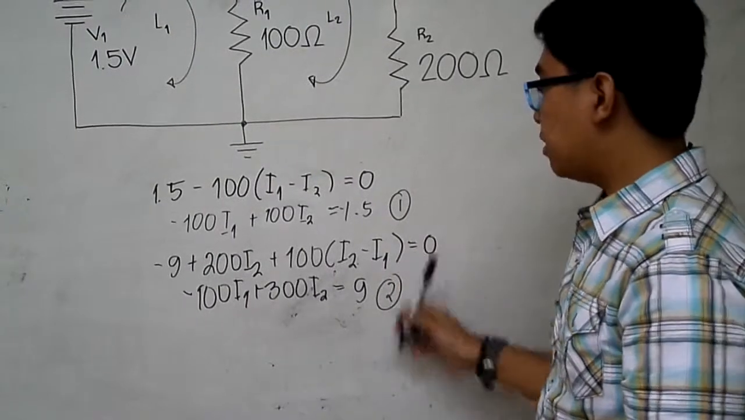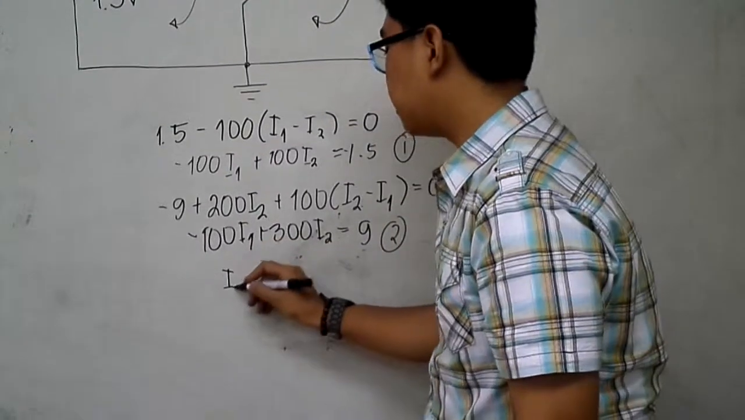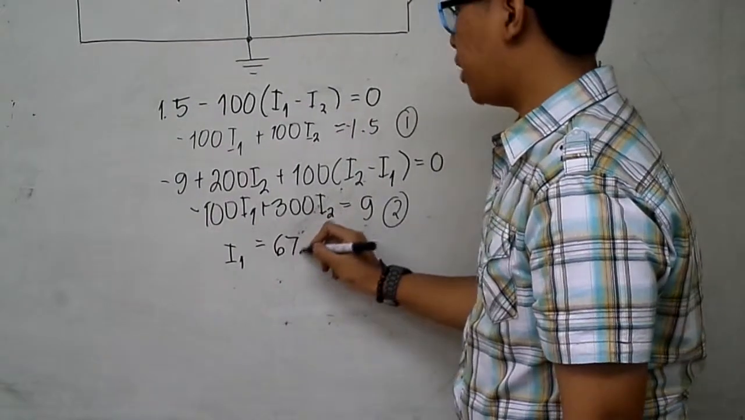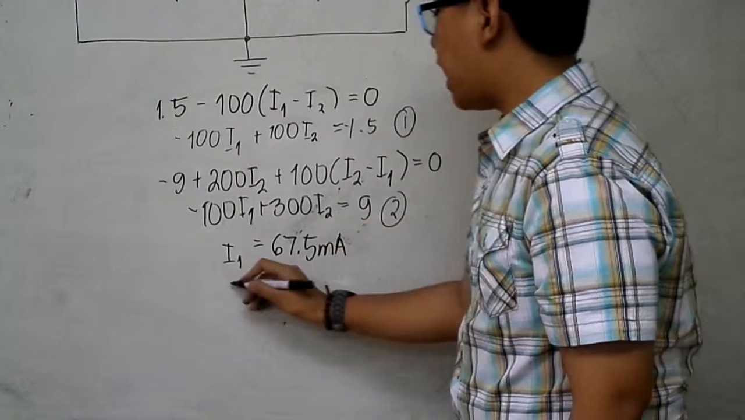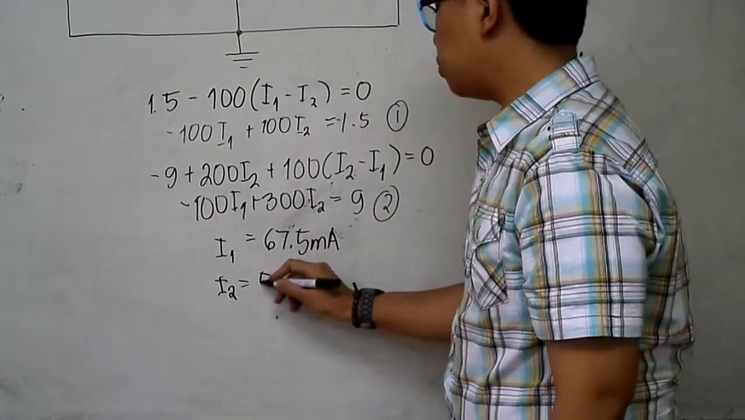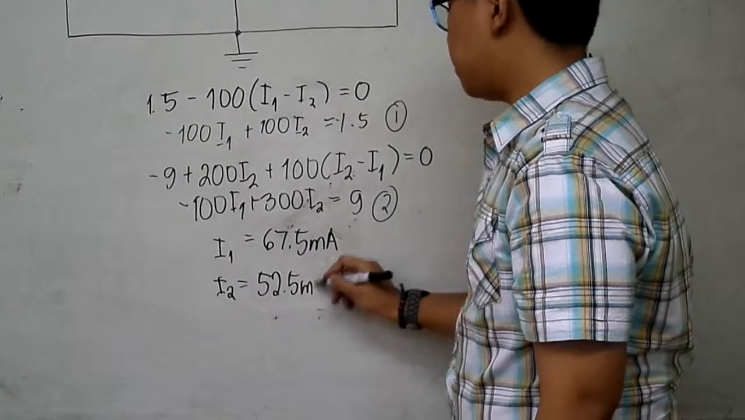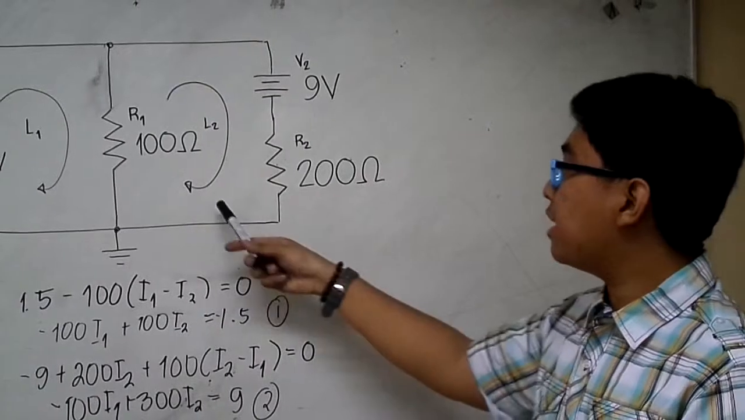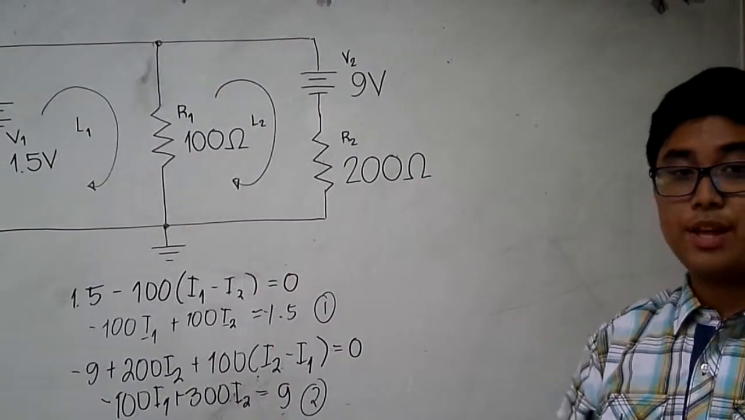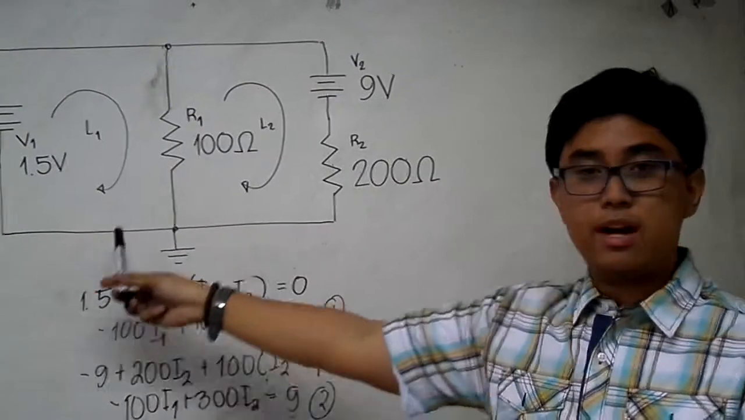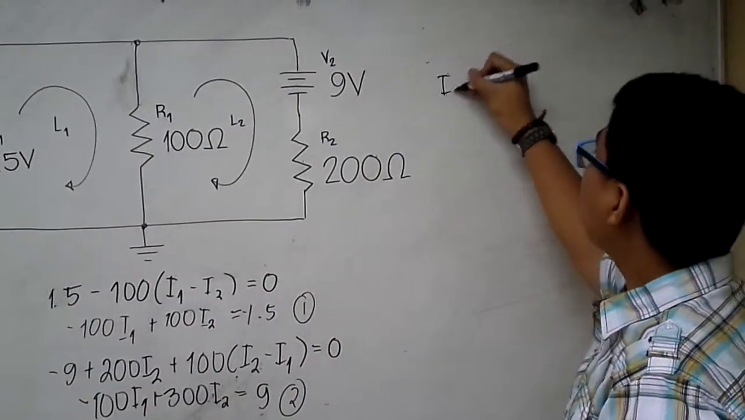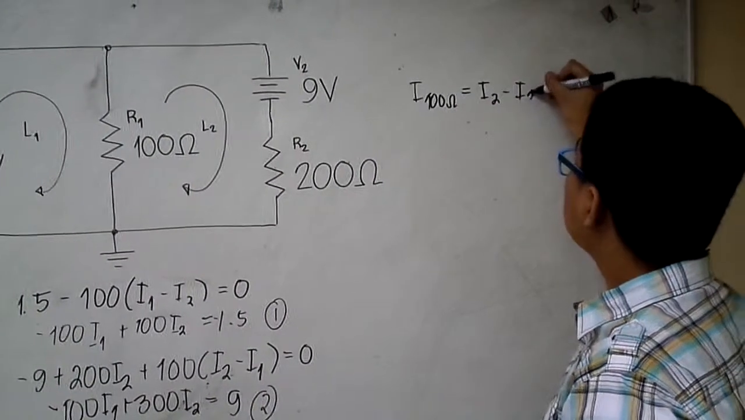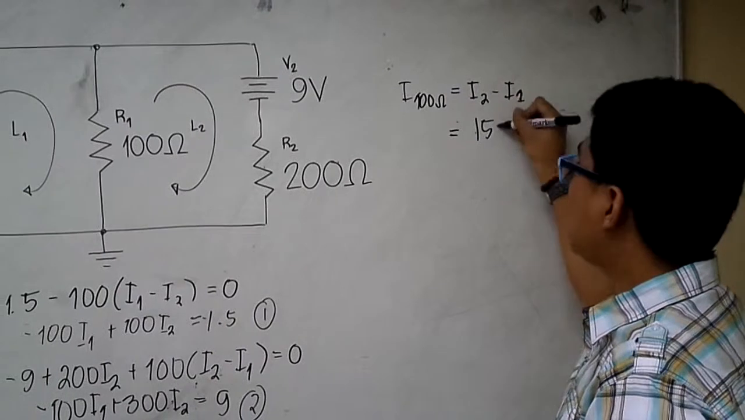Solving these would yield us, for I1, 67.5 milliamperes, while for I2, we will have 52.5 milliamperes. But we can see that the current passing through the 100 ohm resistor is the difference of the currents in I2 and I1. So we will have I100 ohms, I2 minus I1, which is equal to 15 milliamperes.